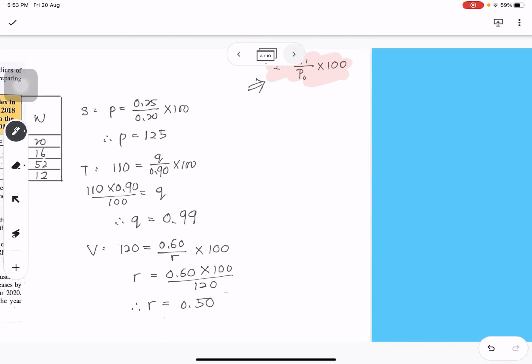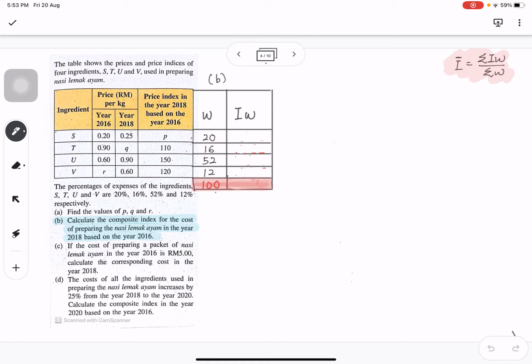Okay, so next, we go to part B. Calculate the composite index for the cost of preparing the nasi lemak ayam in the year 2018 based on the year 2016. So, you can see here the words composite index. Okay, so we are going to use this formula. But firstly, we must find out the summation of IW and the summation of W. So we have to add 2 columns, one for W, one for IW. Okay, so take out your calculator and we are going to calculate.